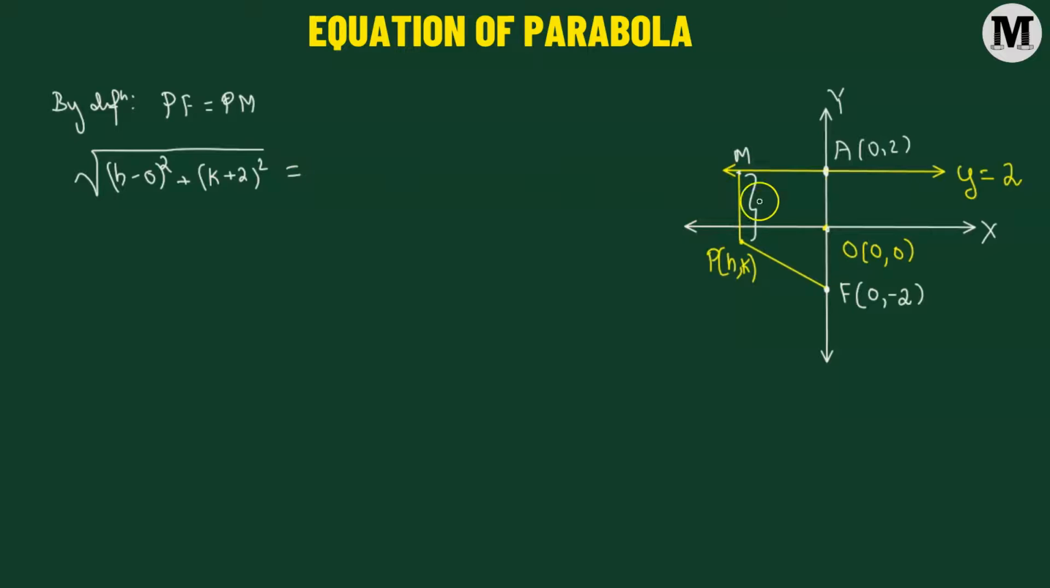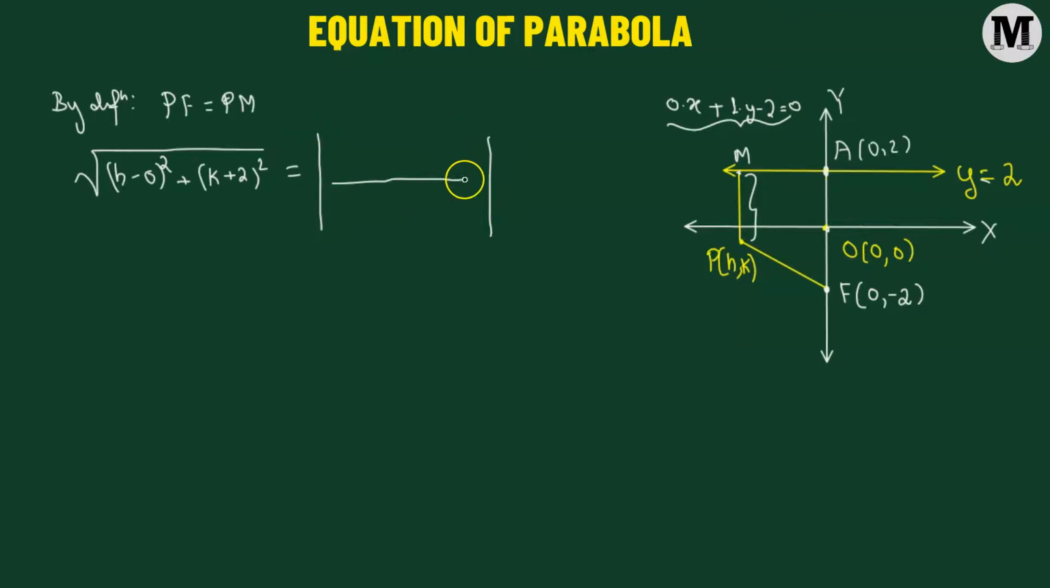Now there's a formula for finding the perpendicular distance of a point P from a straight line. So here we're going to rewrite the equation of the directrix line. Instead of using y equals 2, we're going to rewrite it as 0 times x, because there is no x component present, plus 1 multiplied by y minus 2 equals 0. This is the equation of the directrix line, but we are writing it in the standard form, that is ax plus by plus c equals 0. Now we'll take the absolute value.